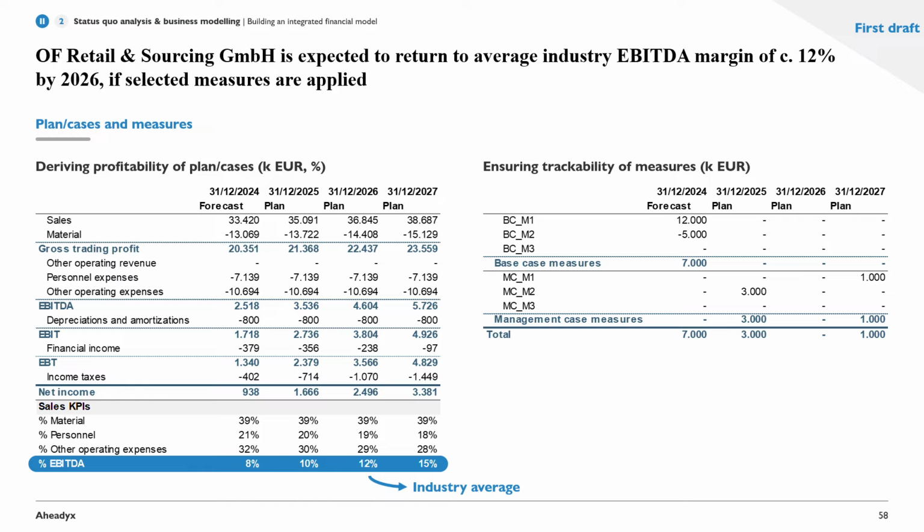Other than that, we have this new slide here, which is a first draft for showing how the EBITDA margin is developing over time. Here it is for the base case, and we will come up with this for each of the cases and show how this is working out. On the right-hand side, we have the tracking of the measures. As this is just the first draft, it's rudimentary here, so we will make sure that this looks nice in the end.